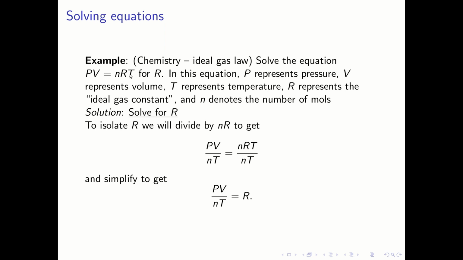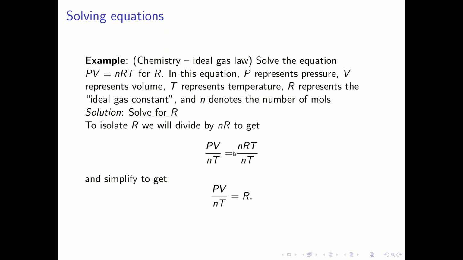So if I want to solve this for R, I look at this equation and ask, what's keeping R from being by itself? In this situation, it's n and T, and those are being multiplied to R. To undo multiplication, I do division. So I'll divide both sides by the things keeping R from being by itself, that is, n and T. You can certainly do those one at a time if you want, or all at once. As long as I do the same thing to both sides, I'm good. So I'm going to divide both sides by nT, and I'll get this equation.